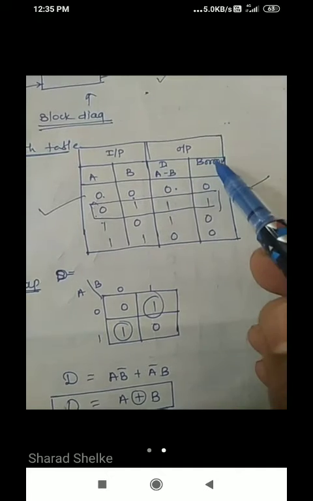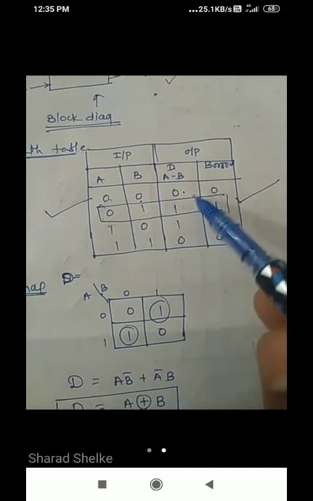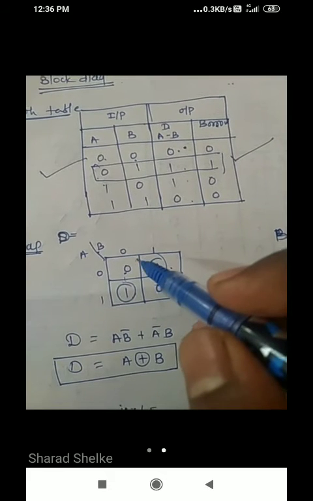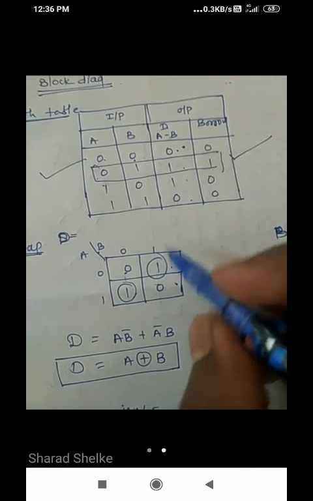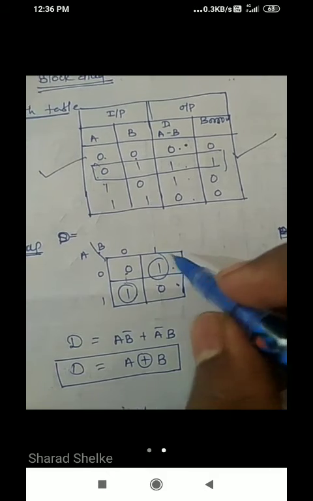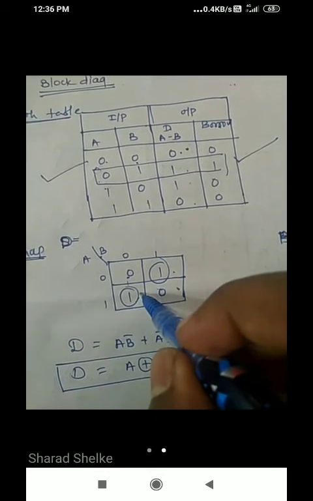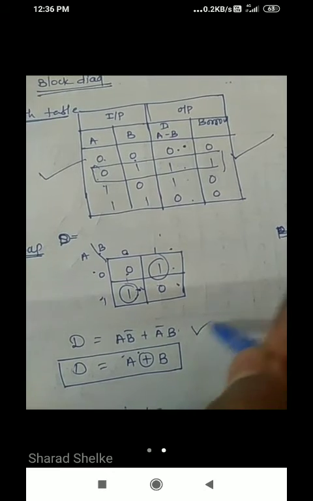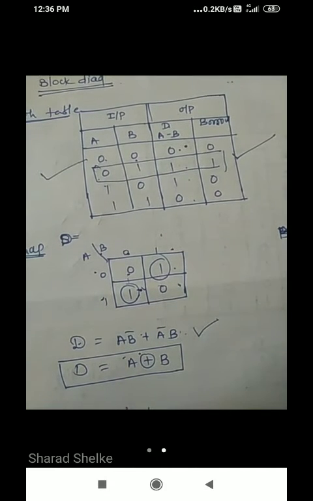Here too, the K-map will be drawn for the difference D and the borrow B. For the K-map of difference D, the output is 0 1 1 0. Now do the grouping. For grouping, no sharing elements are there here, so single groups are formed. For each single 1, we make a group. For this one, the term is A B bar. For this one, it is A bar B. So the difference D is equal to A B bar plus A bar B.